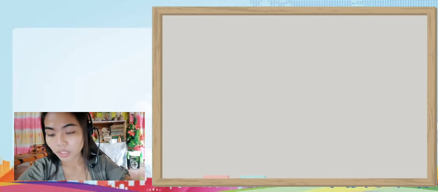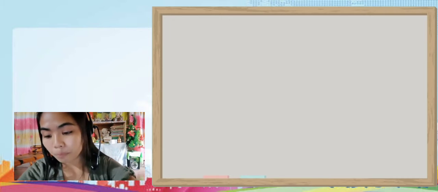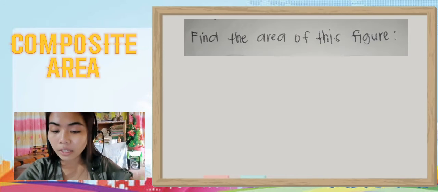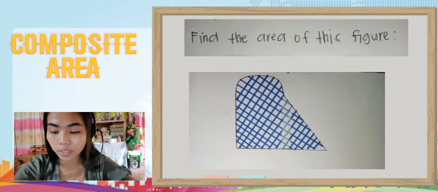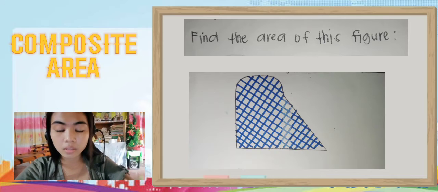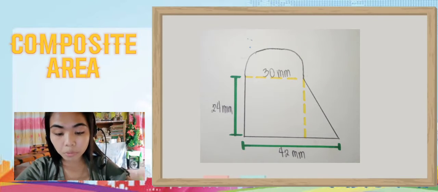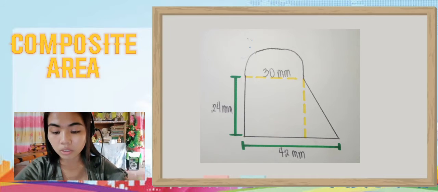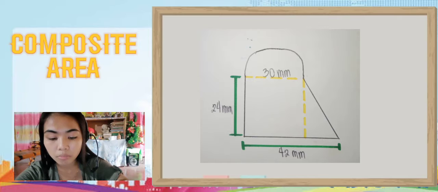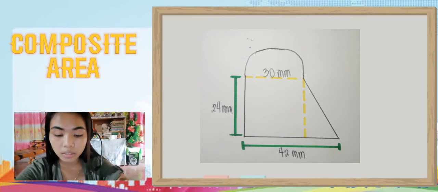Now, we will proceed to our fourth example, which is all about the composite area. Find the area of this figure. First, we will separate it into composite parts. We have a semicircle, a rectangle, and a triangle. Second, find the area of each part. So basically, find the area of the semicircle, rectangle, and triangle.